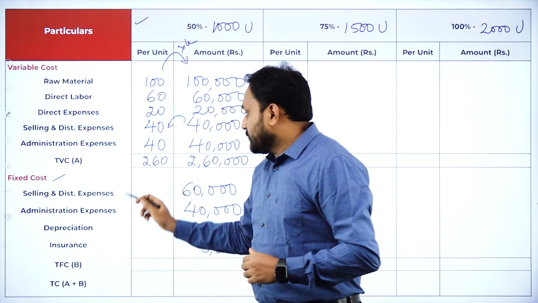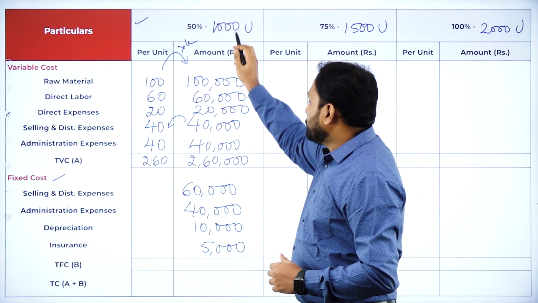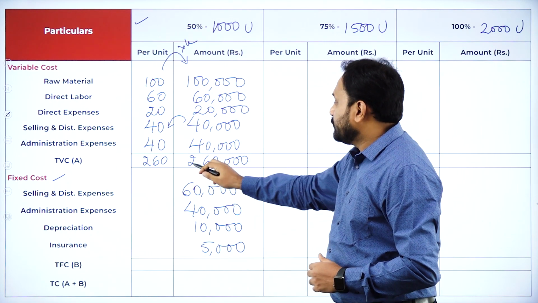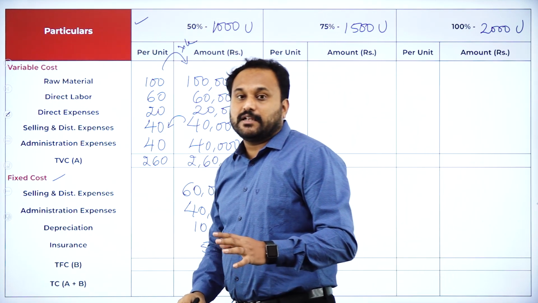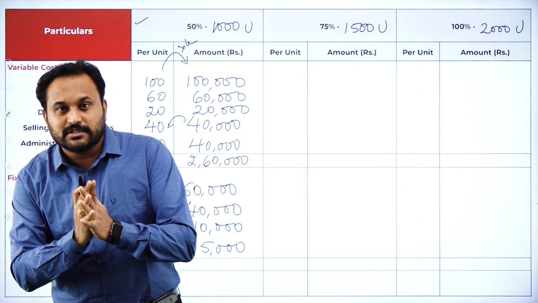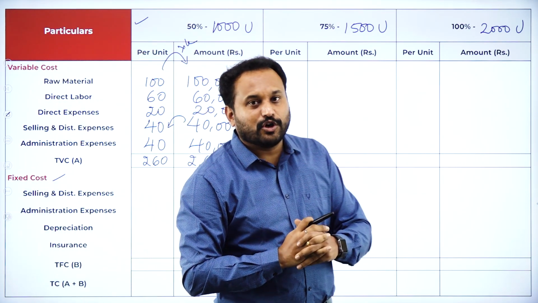For 1 unit it is 260 rupees. So for 1,000 how much? 260 into 1,000 is what you got? 2 lakh 60,000 rupees. Easy, students. This is how you are supposed to go with it.